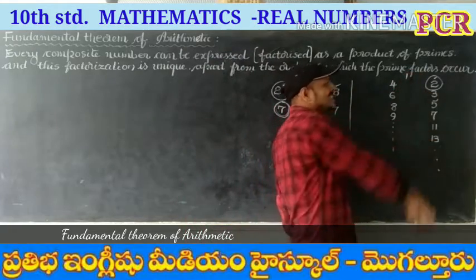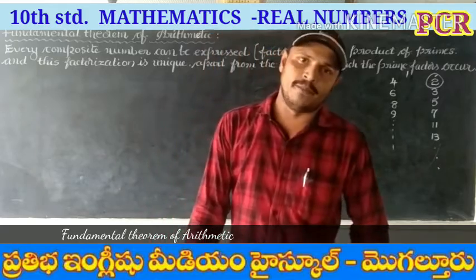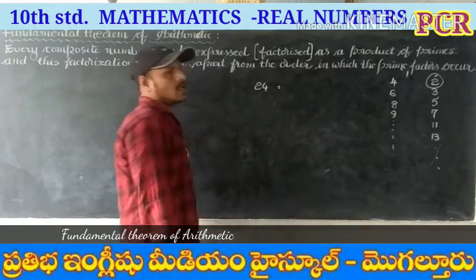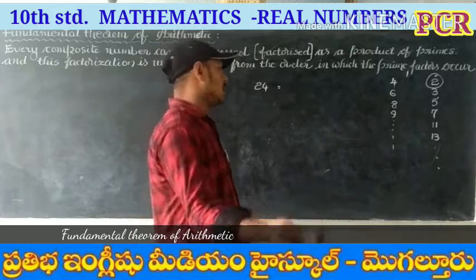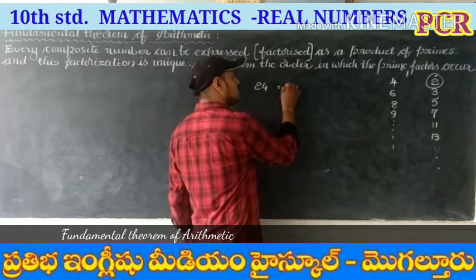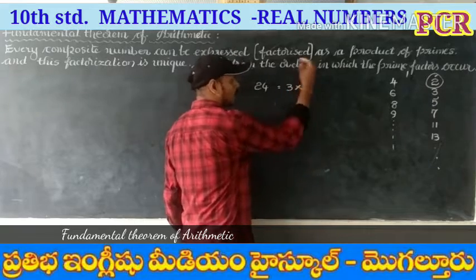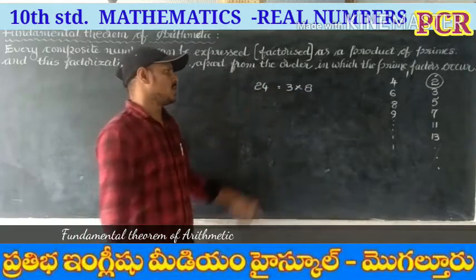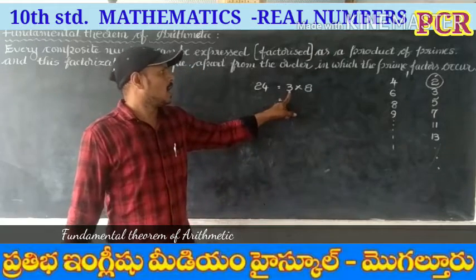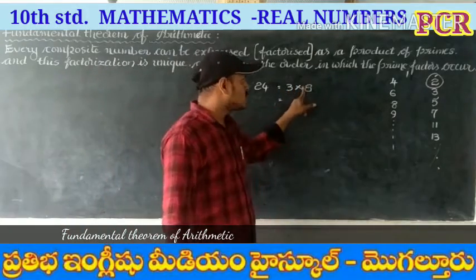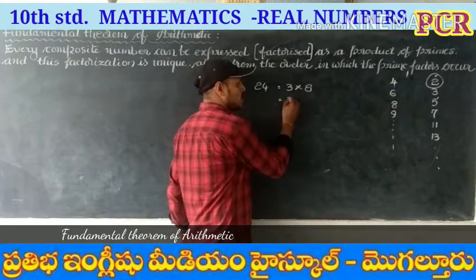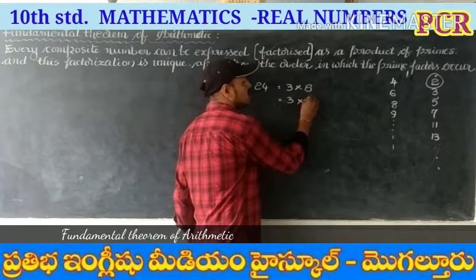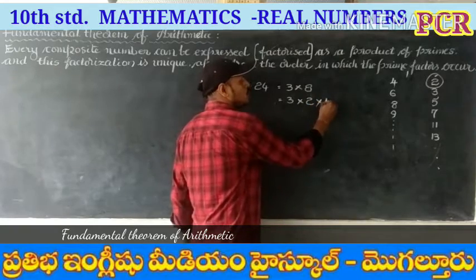So 1 is neither. Now let's take one composite number, that is 24. Can we write 24 as a product of two numbers? Yes, we can write 24 as 3 into 8. So the product of the numbers is equal to 24, and just observe, this 3 is a prime number and this 8 is again a composite number. That's why we can write 8 as the product of another two numbers, that is 2 into 4.